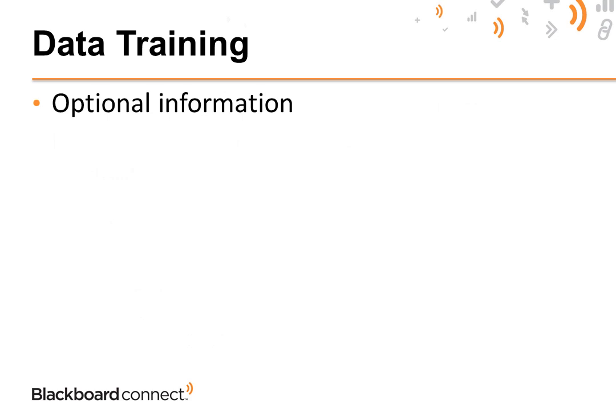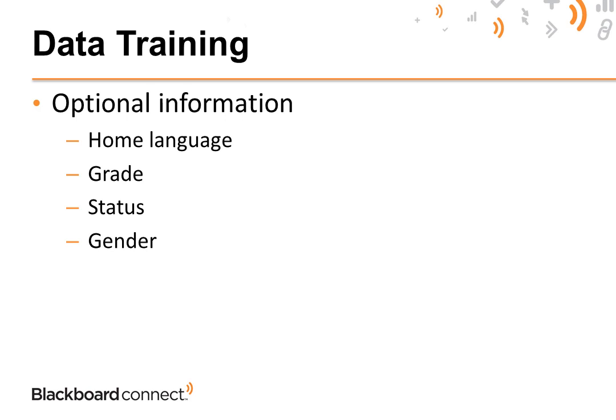Other information you may wish to include depends on whether you are a K-12 district, a college or university, or a city or agency. These optional items include home language, grade, status, gender, and any groups you may want to have that are tracked in your information system. Of course, you can also create a file in Excel from scratch with this information if you do not have a centralized database from which to pull.